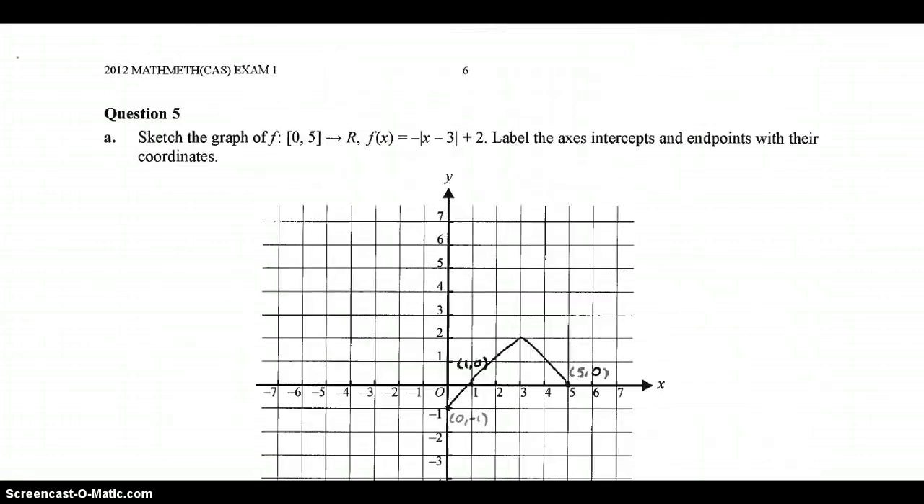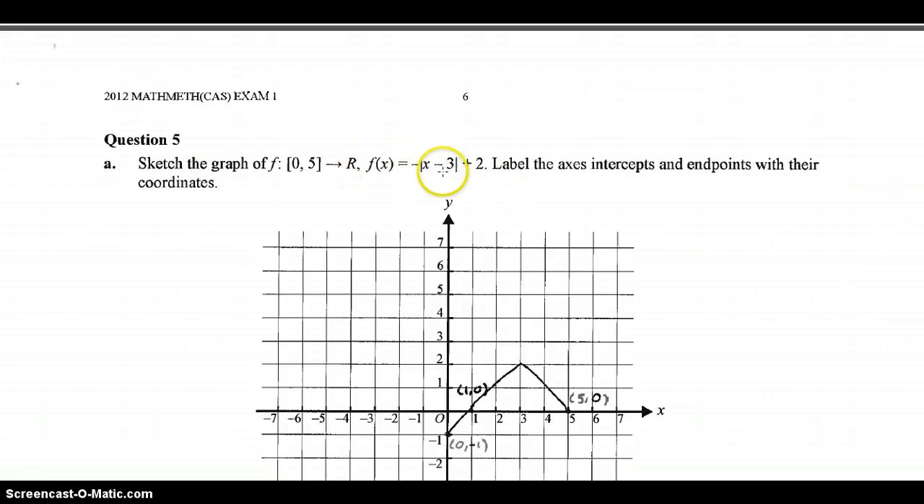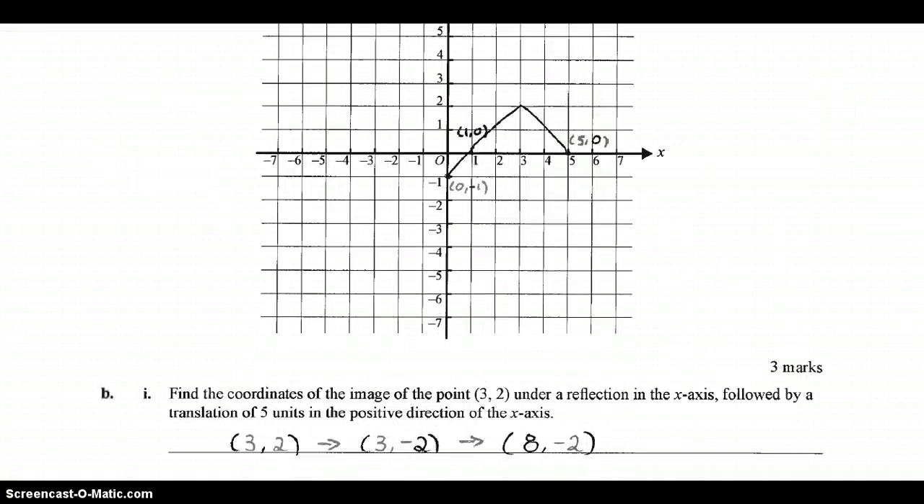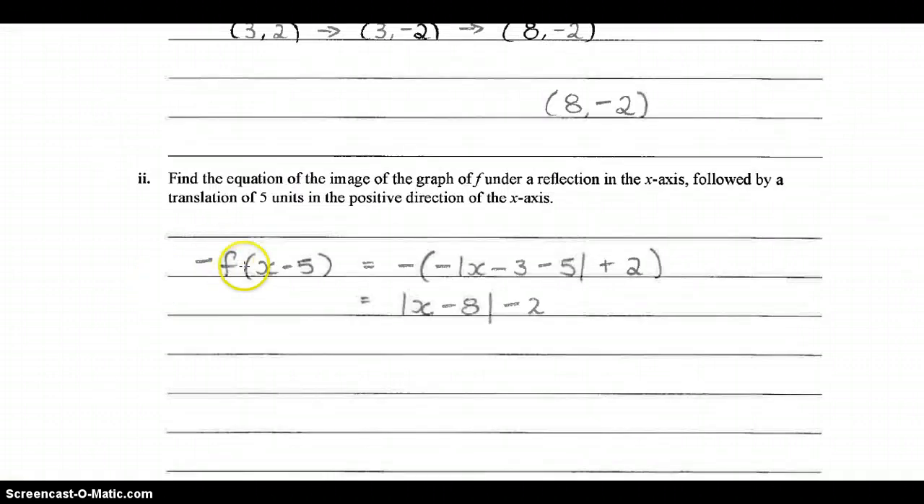So the equation of the function was negative mod of x minus 3, plus 2. If I reflect that in the x-axis, it just becomes negative f(x). And if I have a translation of 5 units in the x-axis, then it's going to be negative f(x minus 5). I think the easiest way to do this is using this function notation, because then all you need to do is sub that in, and you'll end up with negative mod of x minus 8, minus 2. I also might have used mapping or something like that. I think this is the easiest way.